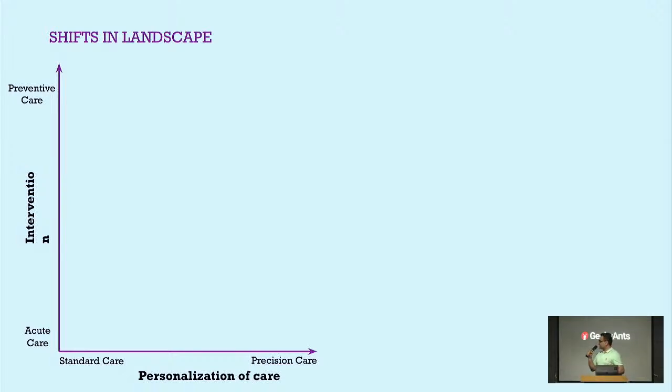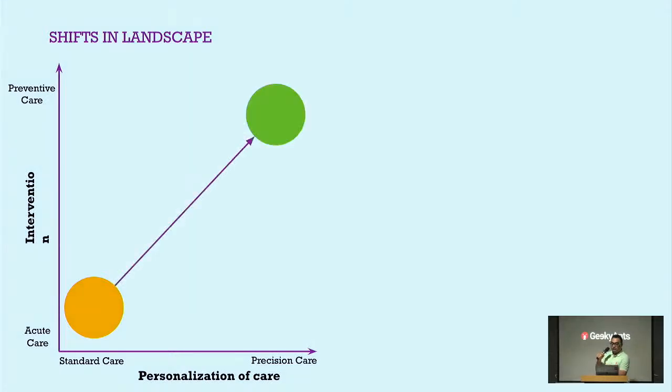So here on the x-axis is how personalized your care is. And on the y-axis is intervention, and I'll tell you what acute care is and preventive care is. Let me just show you that. So right now, let's say we are here, right? We are providing standard care for most conditions and treatments, and it's acute. Acute meaning you need to go to a certain healthcare provider, you need to go to a hospital, you need to visit a doctor to get that care.